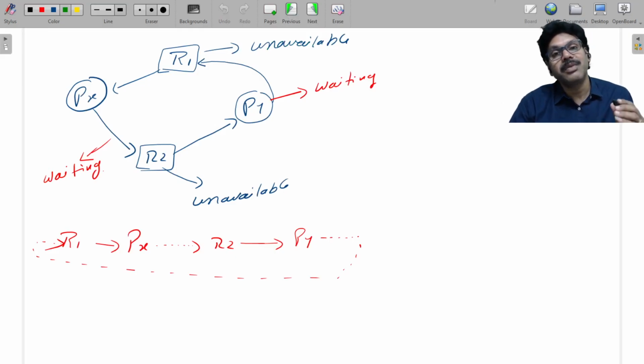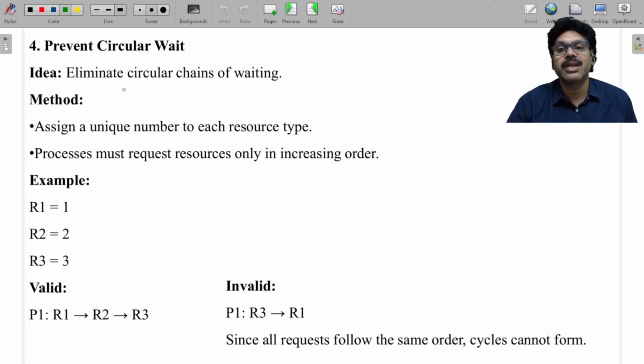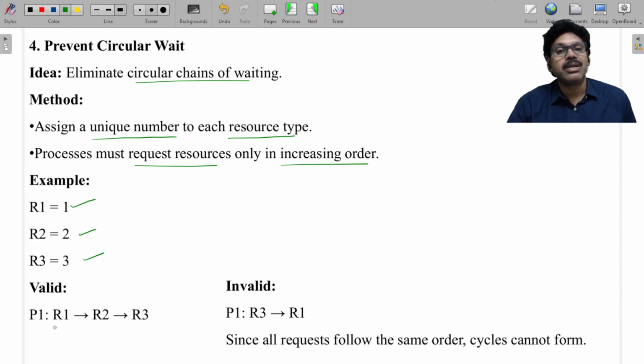If you are going in an increment manner, you check for greater. If you are going in a decrement manner, you check for lesser. That's what prevention of circular wait is. Eliminate circular chains of waiting. Assign a unique number to each resource type. A process must request resources only in increasing order. R1 equals 1, 2, and 3. We need to cross verify that P1 should request R1, then R2, then R3. If P1 first holds R3, it shouldn't request R1 because R1's number is lesser than R3.